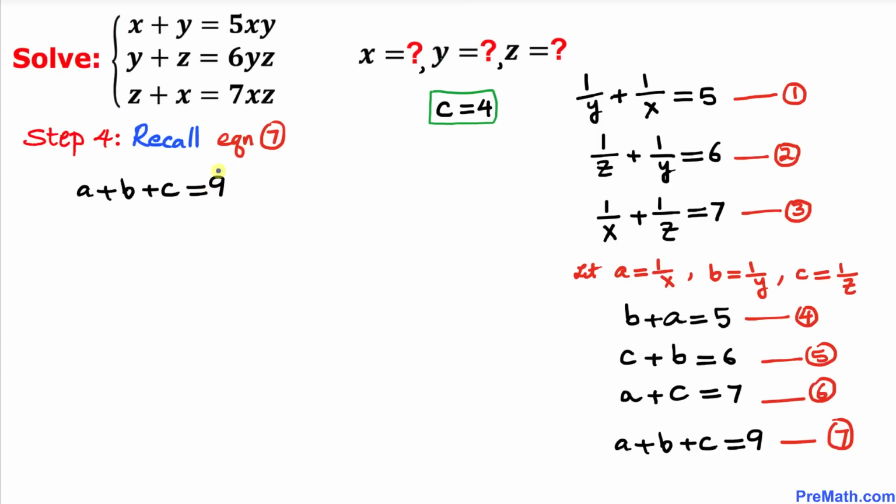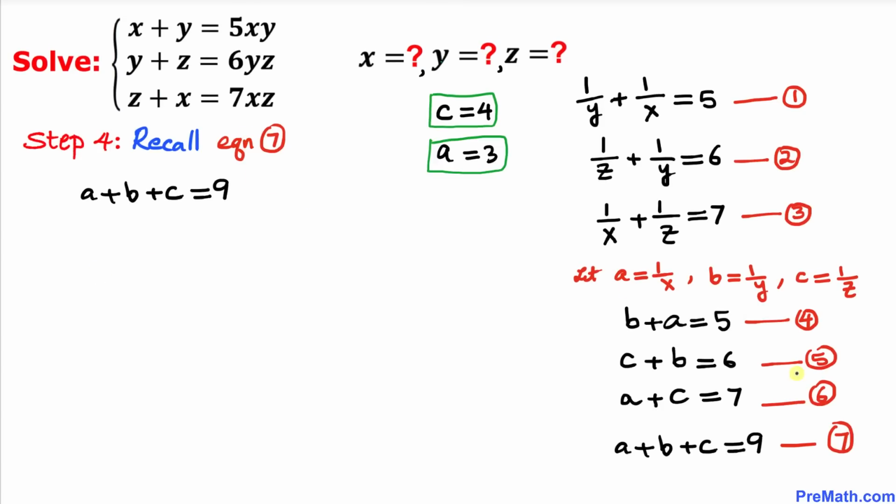And now let's recall this equation 7 once again. And here's our equation 7. And now let's focus on this b plus c. And we can see that b plus c equals 6 from equation 5. So therefore, I'm going to replace this by 6. Our equation is simply going to become a plus 6 equals 9. Now let's go ahead and subtract 6 from both sides. This is gone. So a turns out to be 3.